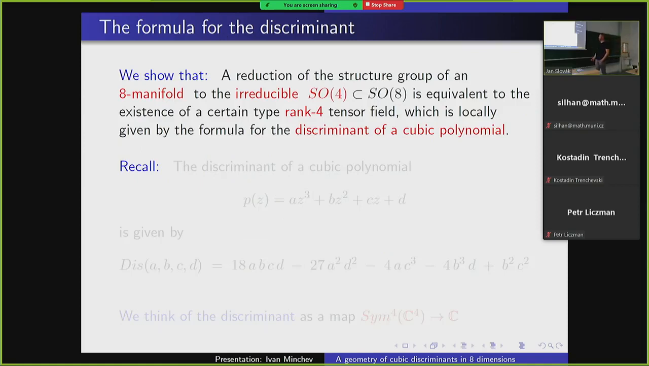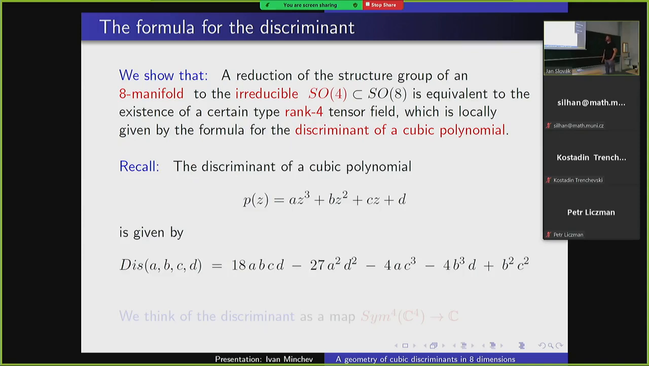Going back to what we're interested in, we would like to consider the reducible SO(4) in dimension 8. We show that the reduction to this subgroup is actually equivalent to the existence of a certain rank 4 tensor on the manifold, which, as I will explain in a second, is in a way given by the formula for the discriminant of a cubic polynomial.